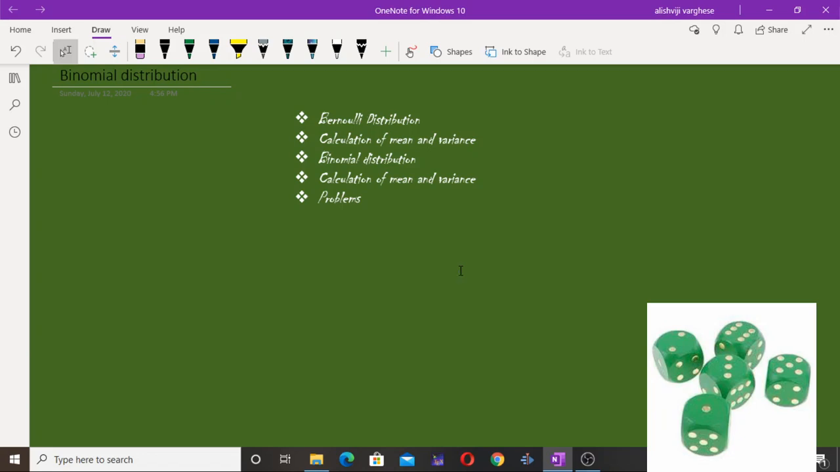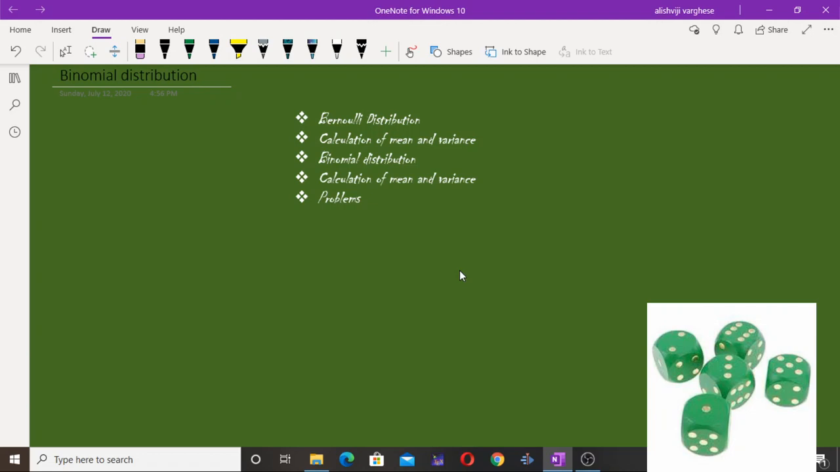Hi, good morning. In this session, we are going to discuss Bernoulli trials and binomial distribution in general. And we'll go through some problems which can be addressed using binomial distribution. And we also calculate the mean and variance of binomial distribution and Bernoulli distribution also.